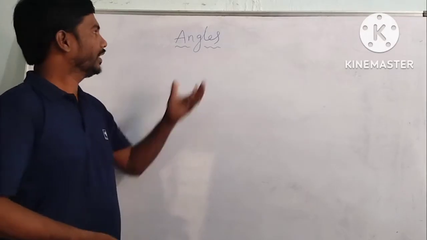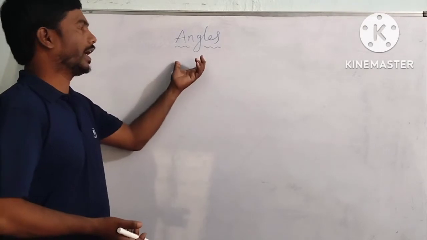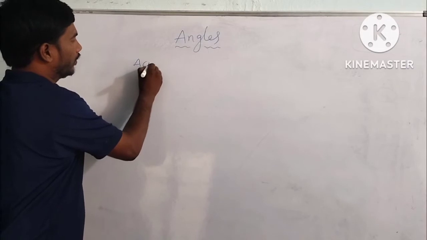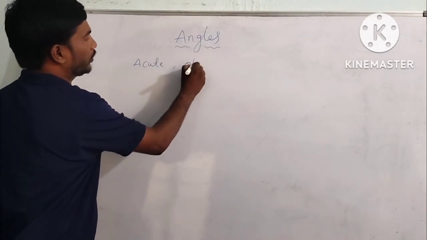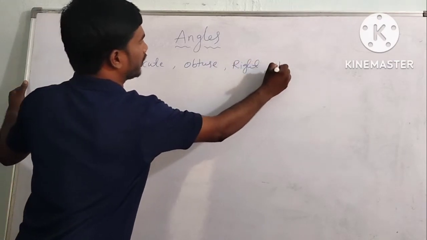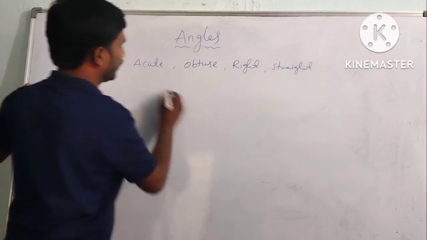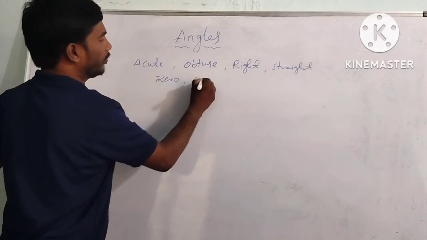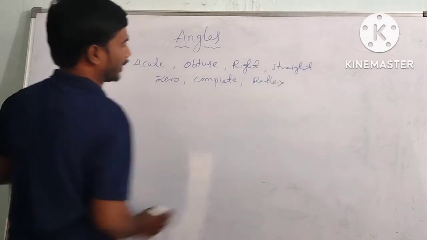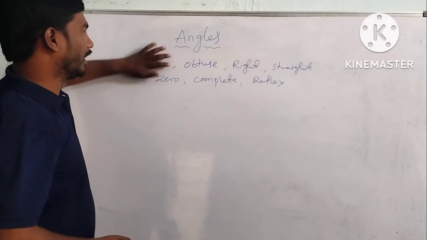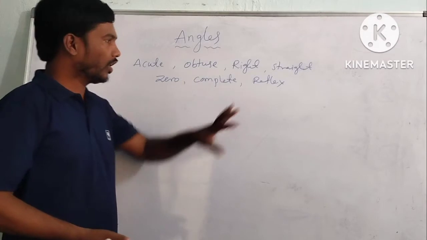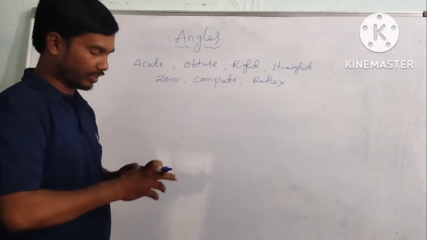Hi everyone. In the last class, we discussed the angles topic. What we discussed in the previous class: acute, obtuse, right, straight, zero, complete, and reflex angle. So these all are individual angles. Acute is individual, obtuse, right, straight, zero, complete, reflex. All the angles are individual angles.